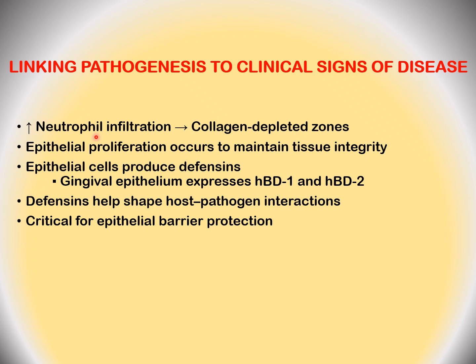Linking pathogenesis to clinical signs of disease, increased neutrophil infiltration leads to collagen depleted zones, prompting epithelial proliferation to maintain the tissue integrity. Epithelial cells produce defensins including HBD1 and HBD2 in the gingival epithelium, which play a critical role in shaping the host pathogen interactions and protecting the epithelial barrier.